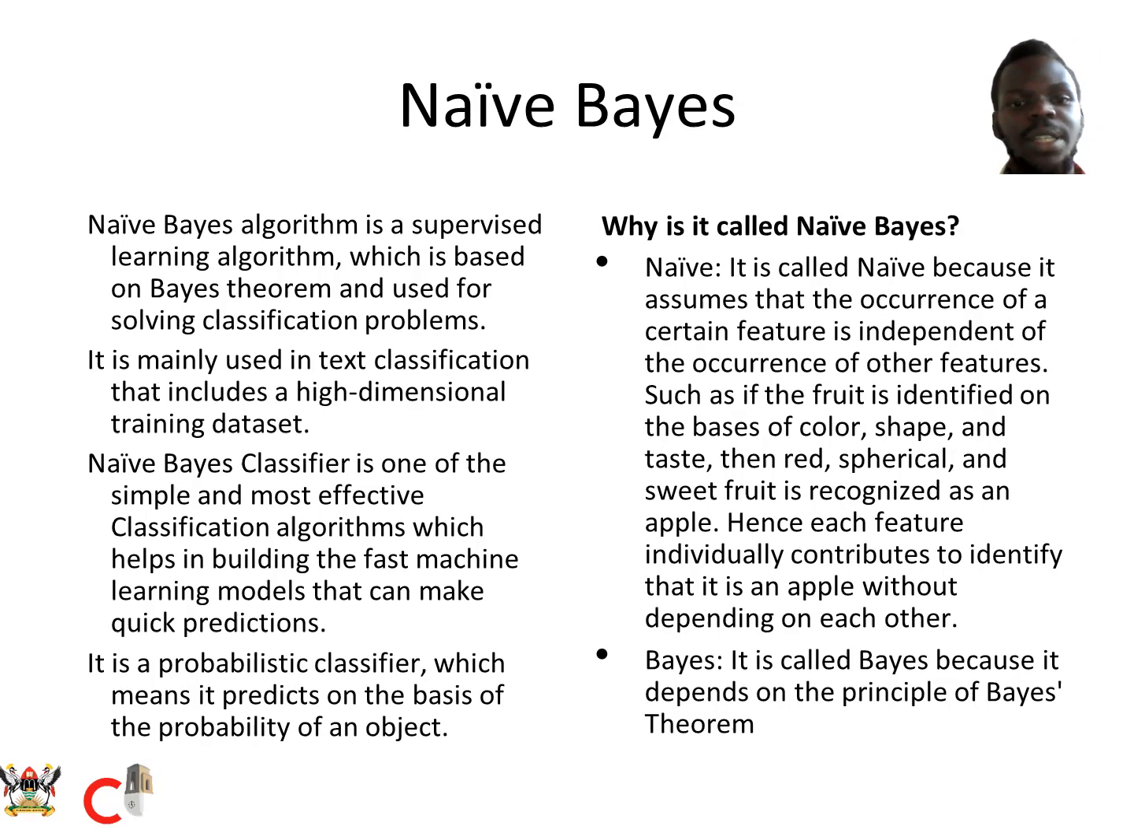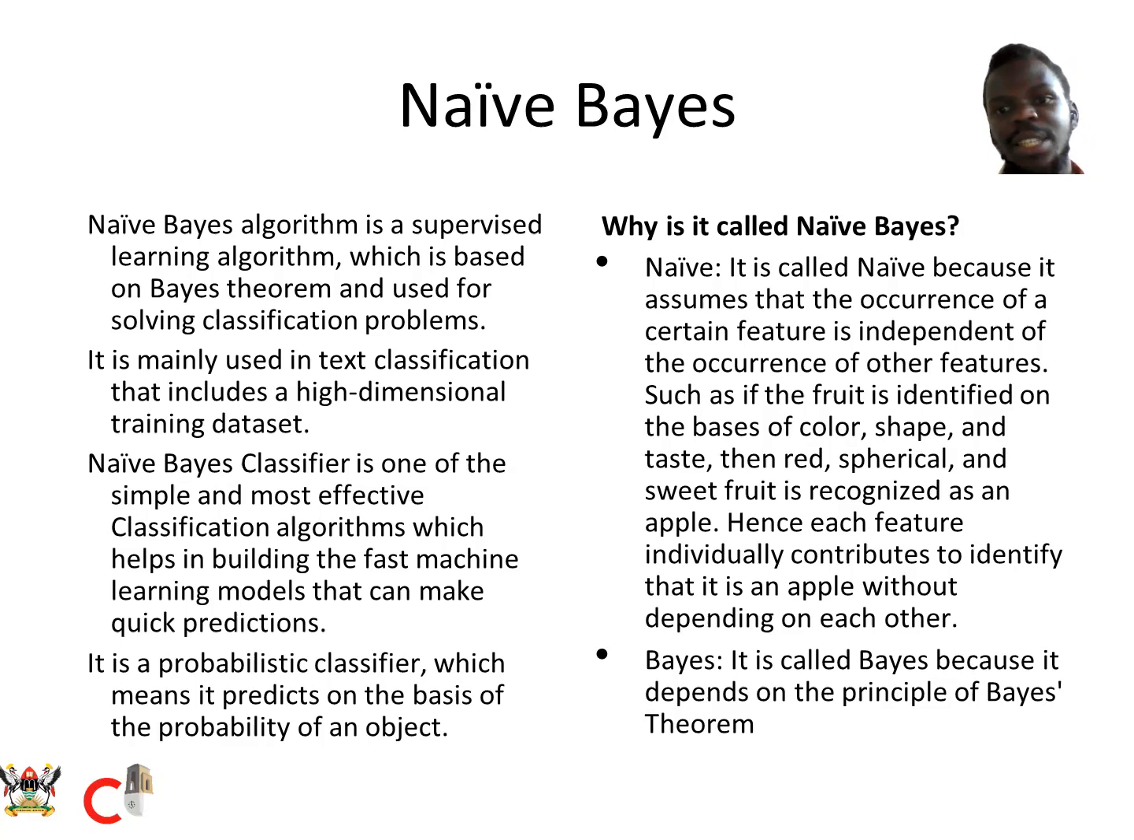It is mainly used in text classification that includes a high dimensional training set. It's one of the most effective classification algorithms, which helps in building fast machine learning models that can help with predictions. It predicts based on the probability of the different objects that it has access to.